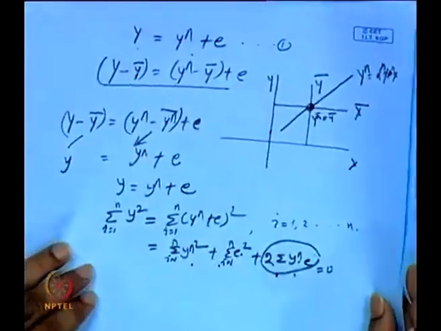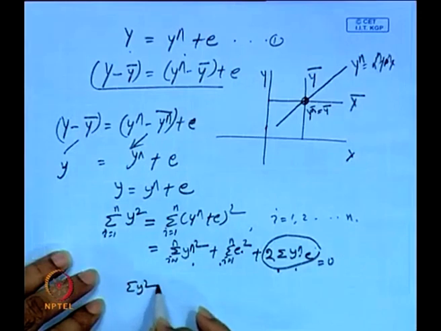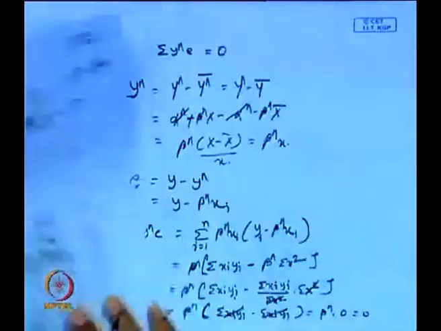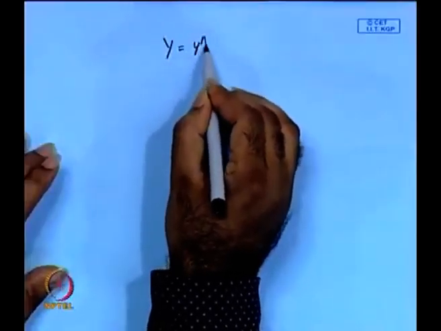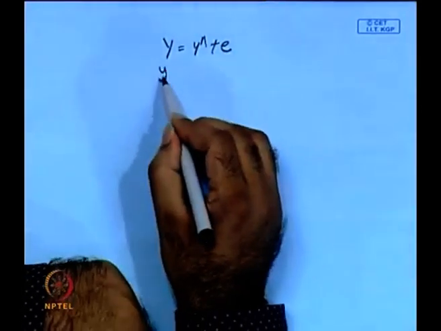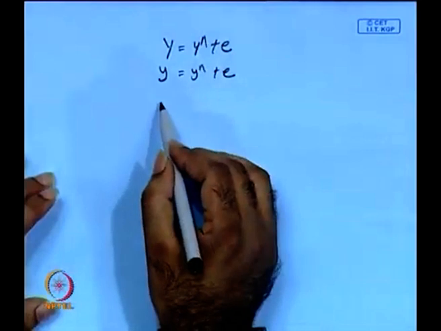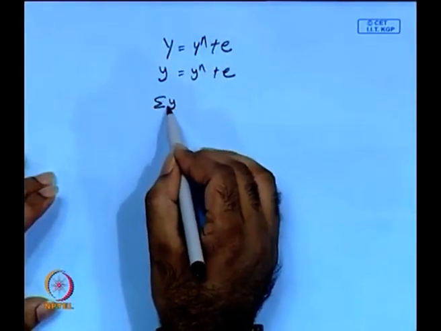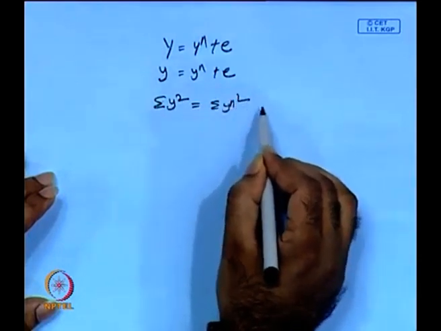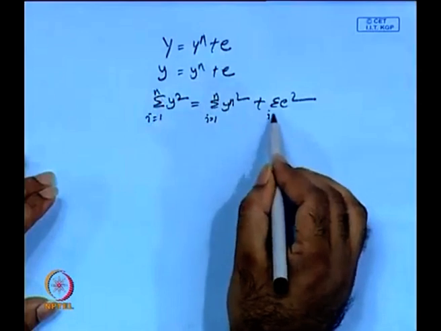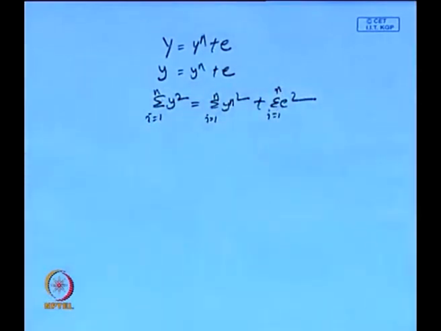Now you come to this stage here: summation y squared is equal to summation y hat squared plus summation e squared. So what is exactly this particular funda? We start with y equal to y hat plus e, then after doing some process we receive summation y squared equal to summation y hat squared plus summation e squared, with i equal to 1 to n in each. This is how the entire structure works.